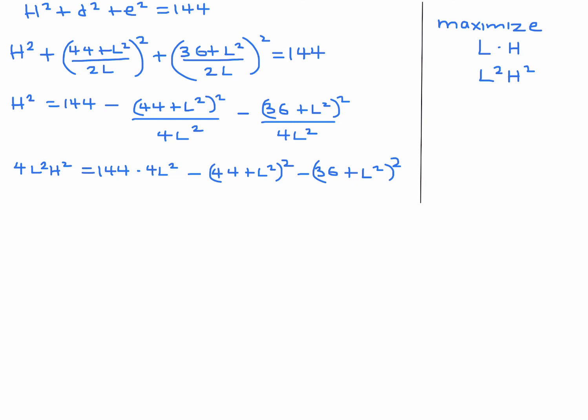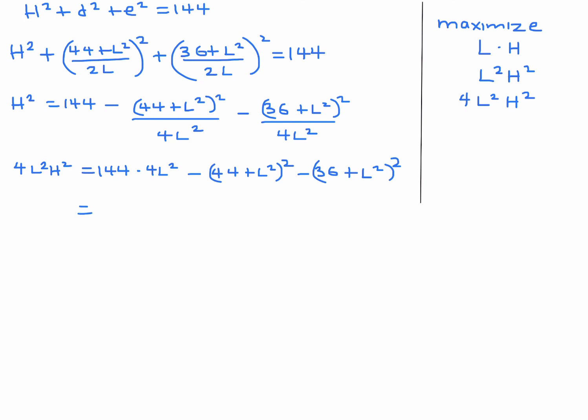And that's fine. If we're trying to maximize LH, it's the same as trying to maximize L squared, H squared, or trying to maximize L squared, H squared times 4. It's the same thing, so we'll just keep it. Instead of dividing through by 4 and taking a square root, we don't need to do that in order to make it look like this. This is perfectly fine. Okay, so we're going to try to maximize this. And at the very end, when we get the maximum value of that, then we can divide by 4 and take the square root.